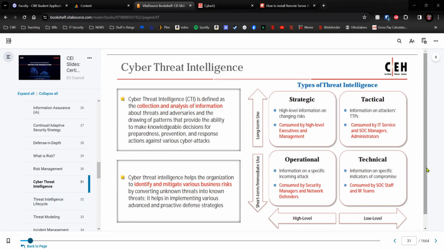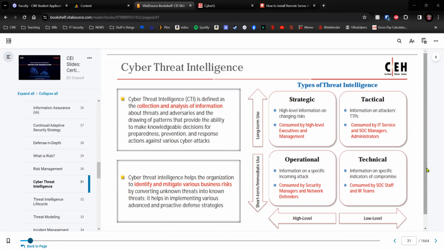Cyber threat intelligence helps the organization to identify and mitigate various business risks by converting unknown threats into known threats. It helps in implementing various advanced and proactive defense strategies. So there are types of threat intelligence. There's strategic, tactical, operational, and technical. And you can see you have the high level, low level, and then you have the long-term, short-term, or immediate.